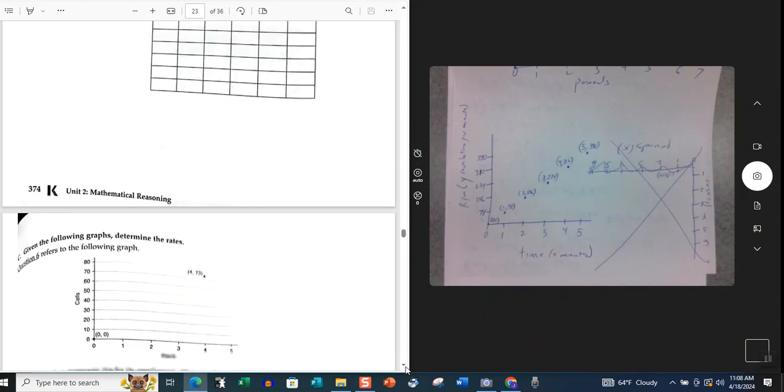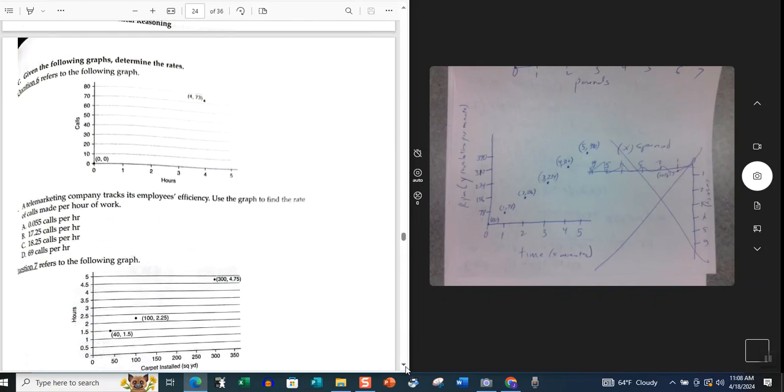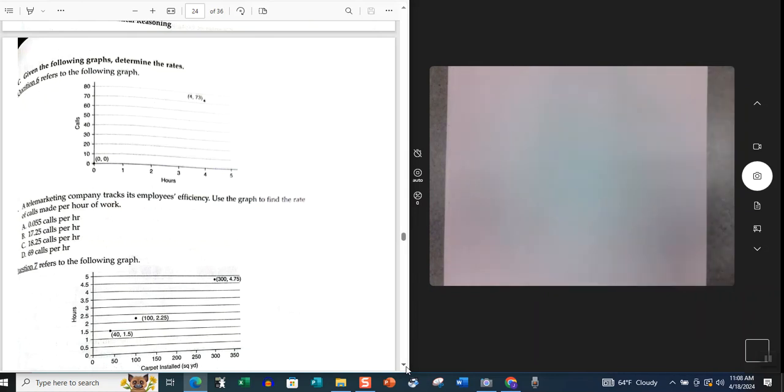Okay, now we go on to the next page. Now on the next page we have C. It says, given the following graphs, determine the rates. Question 6 refers to the following graph. Okay, when we look at question 6 here, it gives us this graph. It says, a telemarketing company tracks its employees' efficiency. Use the graph to find the rate of calls per hour of work.